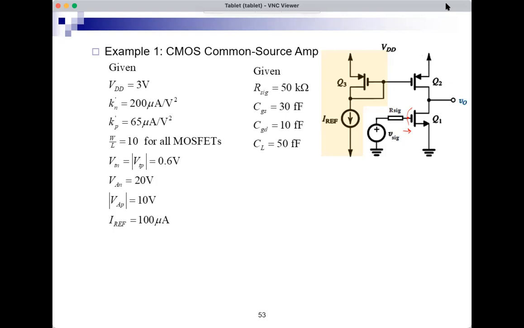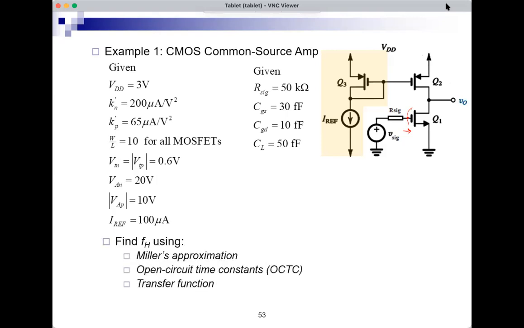Okay, so what are the questions here? Find fH, no surprises. We want fH, the 3 dB frequency, so that's in Hertz. Using Miller's approximation first, then OCTC, open circuit time constants, and then the exact omega h using the transfer function.